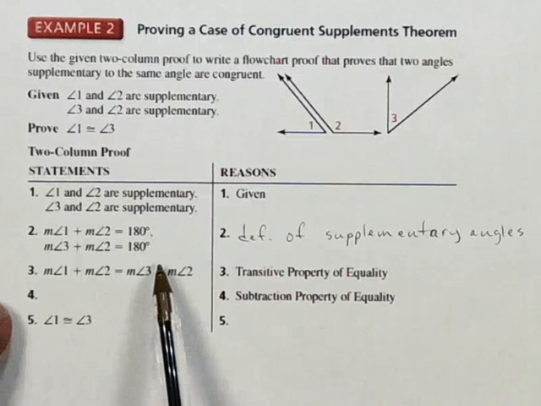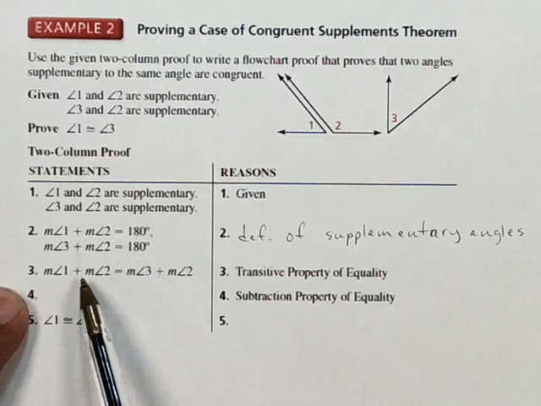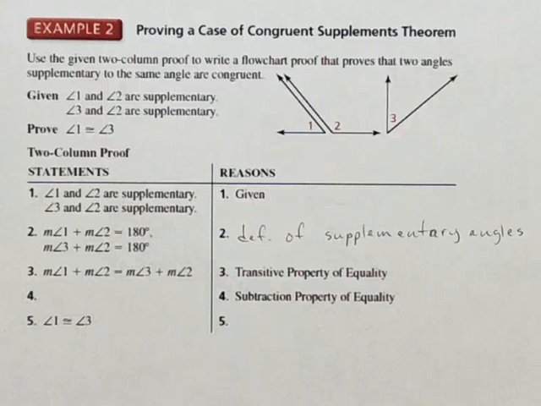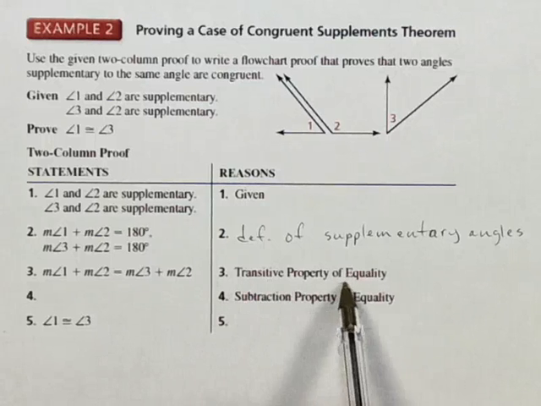All right. Well, since they both add up to 180, would it not make sense that they're equal to each other? So we combine the 2 sentences, and when we do that, that is called the transitive property.